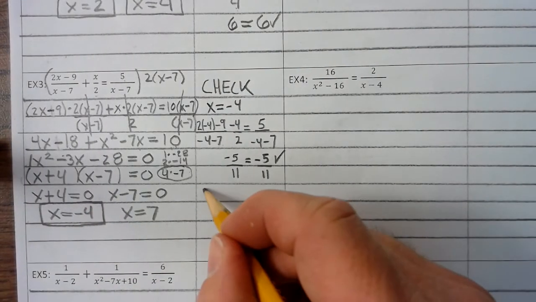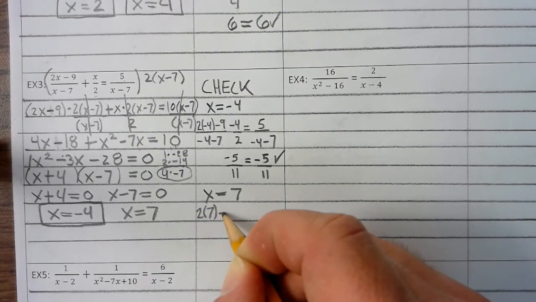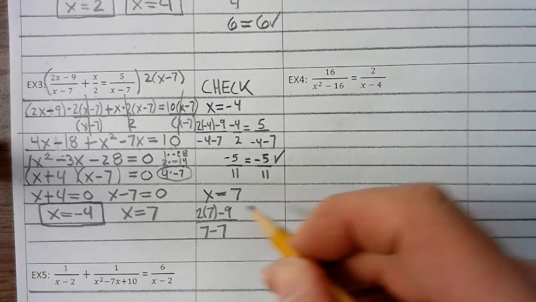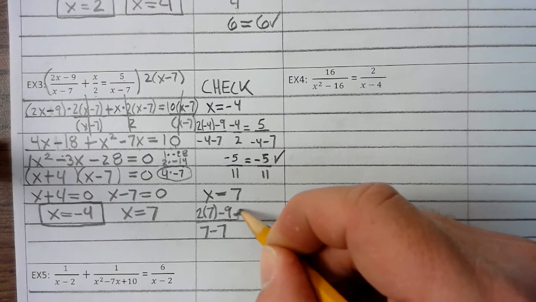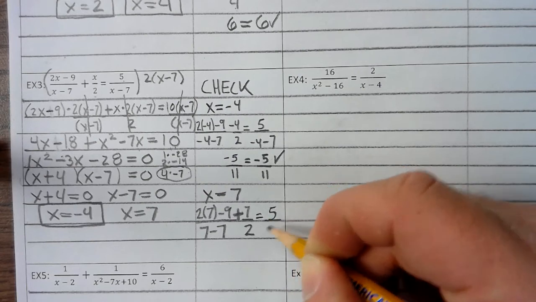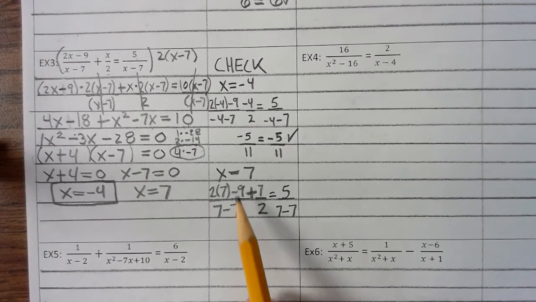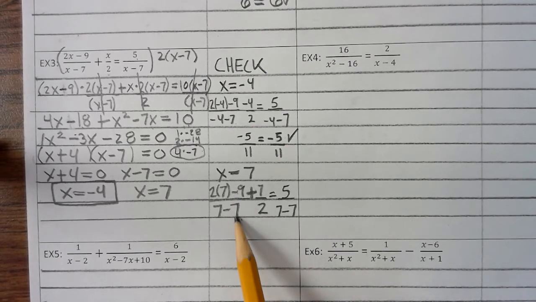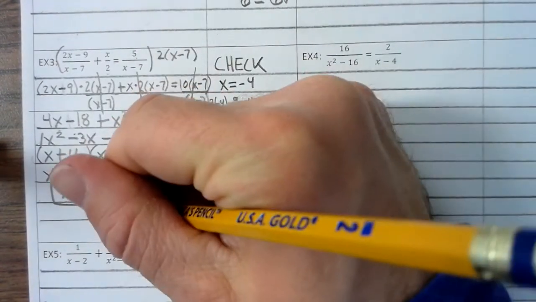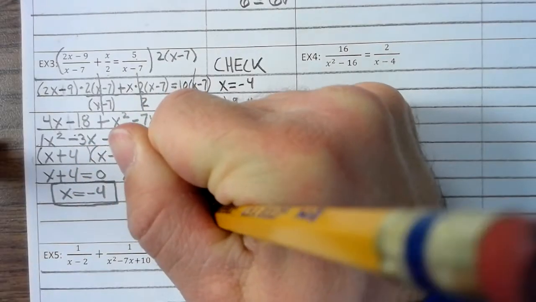Okay, so now let's check x equals 7. So then that's 2 times 7 minus 9 divided by 7 minus 7, plus 7 divided by 2 equals 5 divided by 7 minus 7. Now here's the thing. 7 minus 7, 0 leaves you basically a number over 0, which is undefined. So this does not check. And so we'd say that this is an extraneous solution.